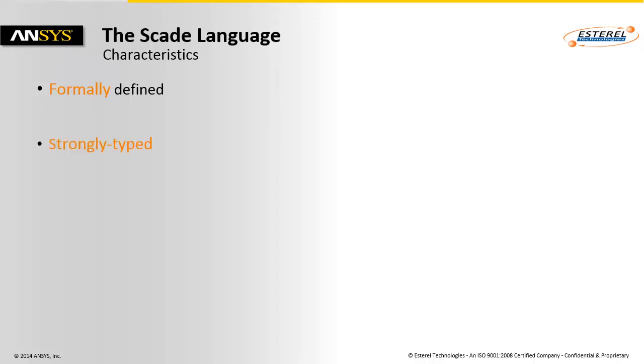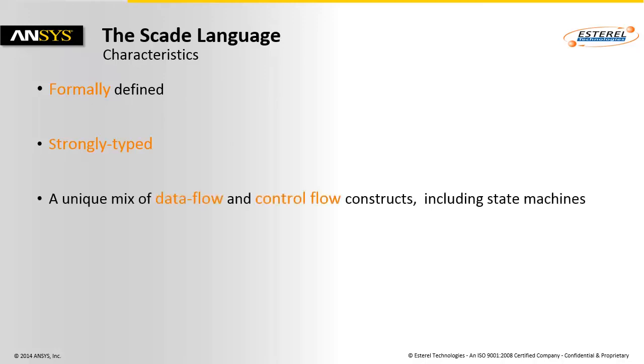The SCADE language is strongly typed. The types are Boolean, integer, real, enumerations, structures, and arrays. And the typing discipline can be checked by tools. The SCADE language offers a unique mix of data flow and control flow constructs, including state machines.